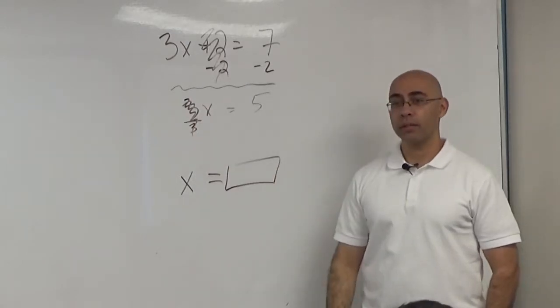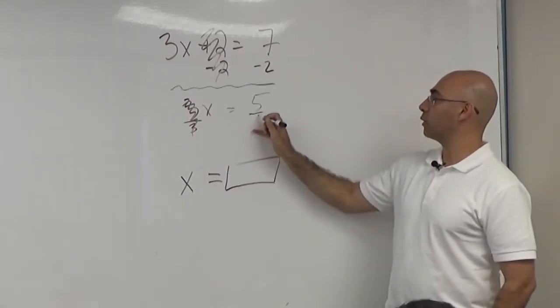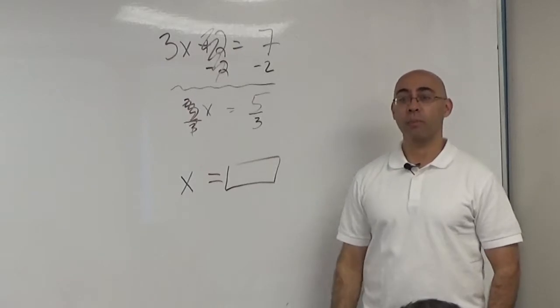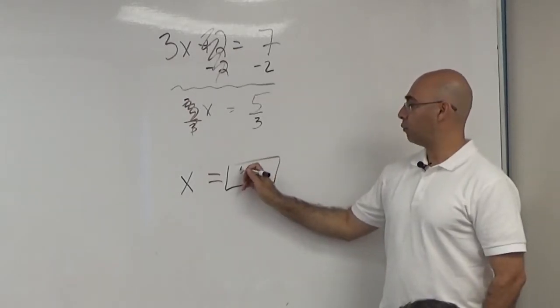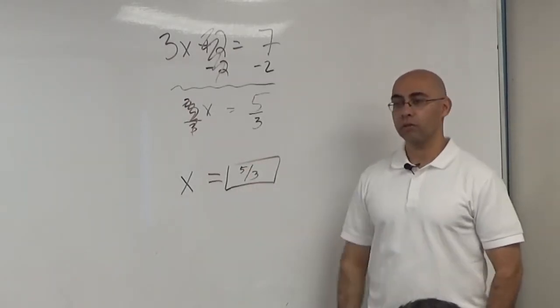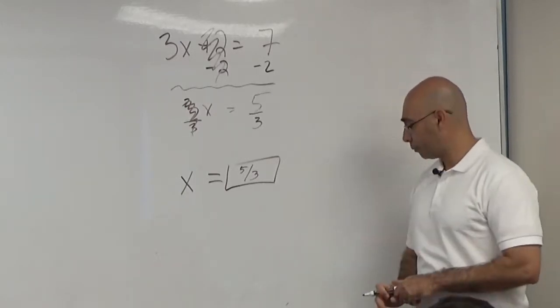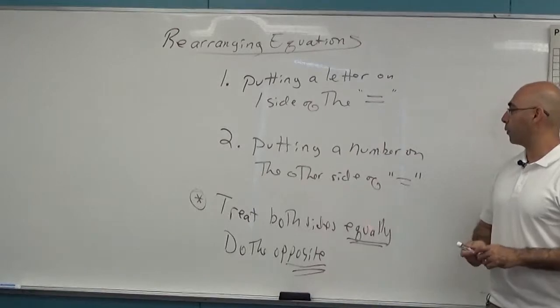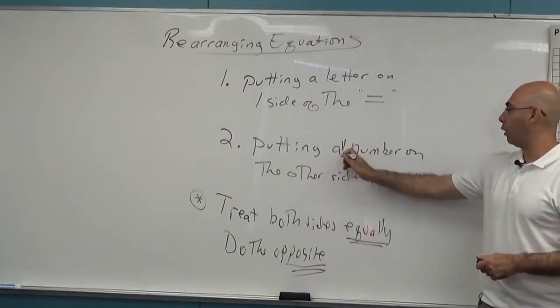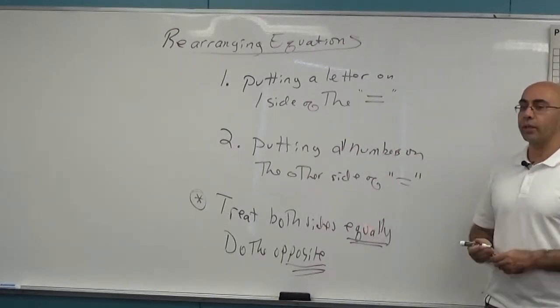But how do I treat both sides? Equally. So I'm going to have to divide this side by 3. And what's 5 divided by 3? Very good. 5 divided by 3. Just leave it like that. Or if you want to write as 1 2/3, you could do that as well. I want to put all the numbers on the other side. So put all numbers on the other side of the equal sign.